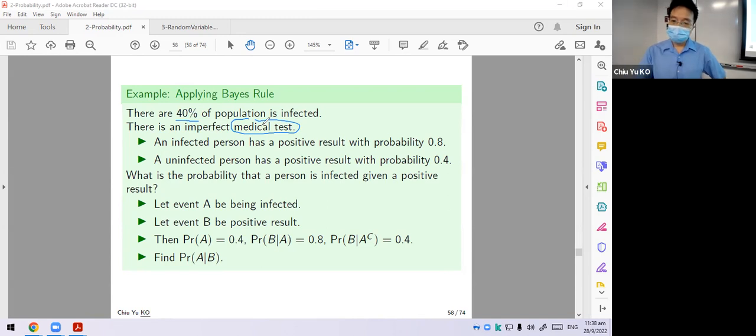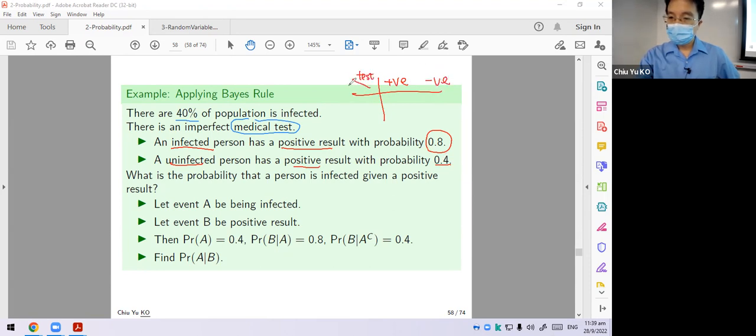In this question, if the person is infected, a positive result occurs with 0.8. If the person is unaffected, a positive result occurs with 0.4. Sometimes in this case, it might be fruitful to look at a matrix, maybe we call it a contingency table. The columns are whether the test is positive or negative, and the rows are whether they have the disease or don't.